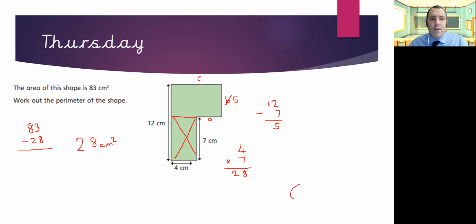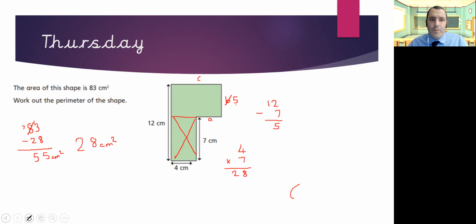Can't take 8 away from 3, so I need to exchange a 10 down. 13 take away 8 gives me 5. 7 take away 2 gives me 5. So I have 55 centimeters squared left. So that's the area of this piece here. Now I've got one measurement, but I don't have the other.